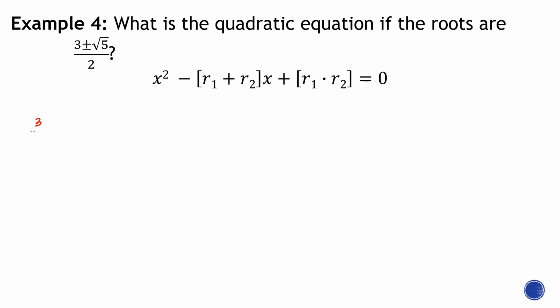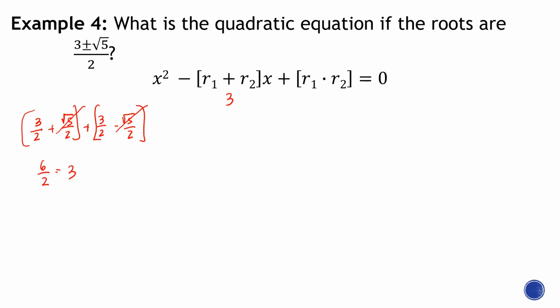Let's have 3 over 2 plus square root of 5 over 2. Plus 3 over 2 minus square root of 5 over 2. So this and that rather. Since the operation is addition, we can just cross that out. And this will give us 6 over positive 2. 3 plus 3 is 6. Just copy the denominator and this will be equal to 3, which means this is 3.